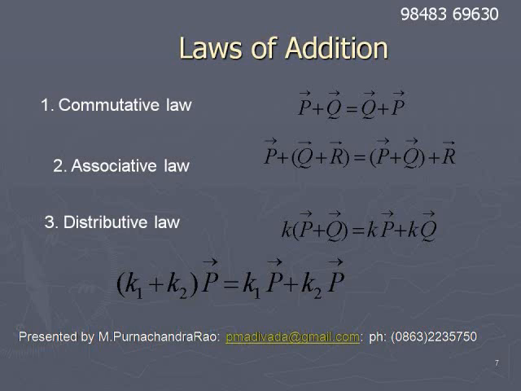Then distributive law. If p bar plus q bar is a vector, k times this vector will be equal to k times p bar plus k times q bar. This is obtained by adding k times q bar to k times p bar. Similarly, if there are two numerical constants k1 and k2, then k1 plus k2 times p bar is equal to k1 p bar plus k2 p bar. So these laws are obeyed by vector addition.